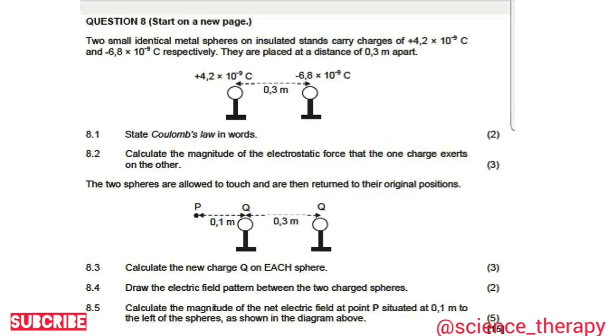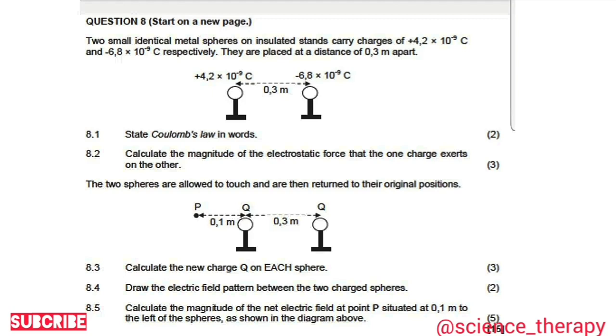So here we are given question 8. It says, two small identical metal spheres on insulated stands carry charges of positive 4.2 times 10 to the power of negative 9 coulombs and negative 6.8 times 10 to the power of negative 9 coulombs respectively. So as indicated in the diagram, we can see that. And then they say they are placed at a distance of 0.3 meter apart. So all that is evident in our diagram there.